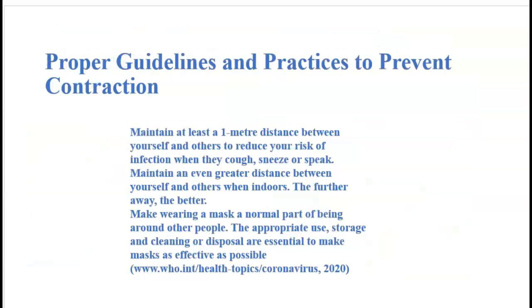Proper guidelines and practices to prevent contraction, continued. Maintain at least 1 meter distance between yourself and others to reduce your risk of infection. When they cough, sneeze, or speak, maintain an even greater distance between yourself and others when indoors. The further away, the better. Make wearing a mask a normal part of being around other people. The appropriate use, storage, and cleaning of disposable masks are essential to making those masks effective.